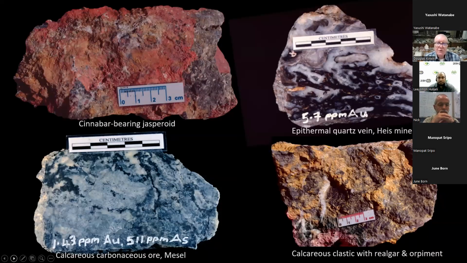This is what some of the rocks look like from Messel. There was also not only arsenic, realgar and orpiment, but there was some cinnabar associated with the mineralization. The bottom left is typical of the ore at Messel.